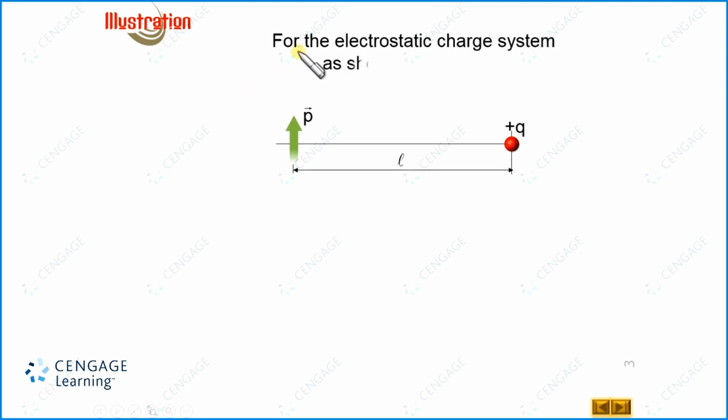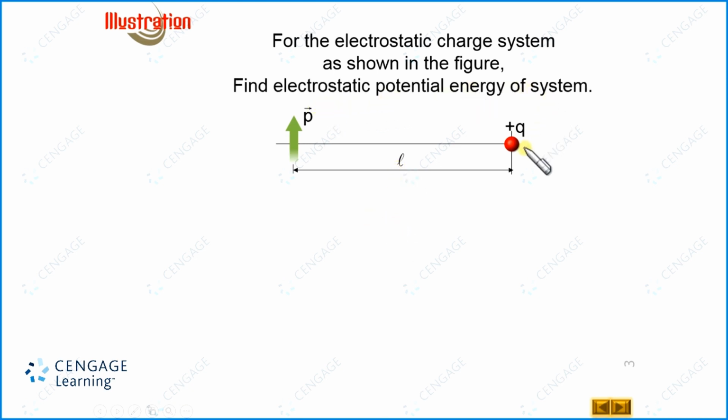In this illustration, you can observe an electric dipole having dipole moment P is placed near a point charge, right? You can observe this point charge is placed at the equatorial position of the dipole at a distance small l. And here we need to find the potential energy of the system. In this system we have two elements, one is the dipole and the second is the charged particle.